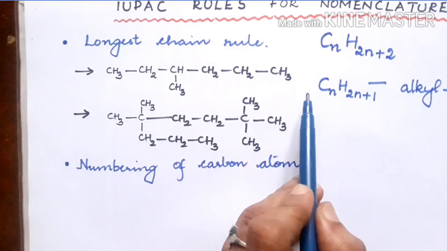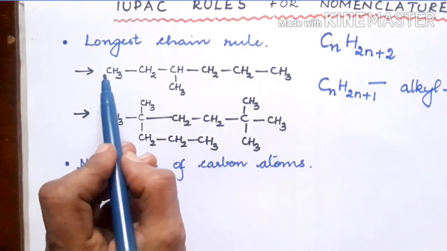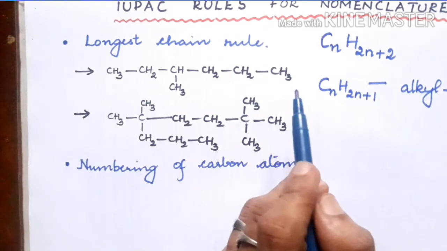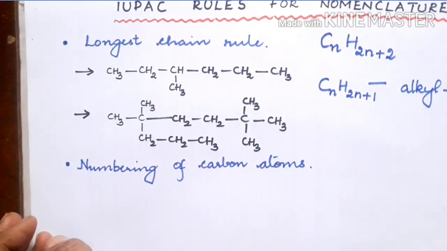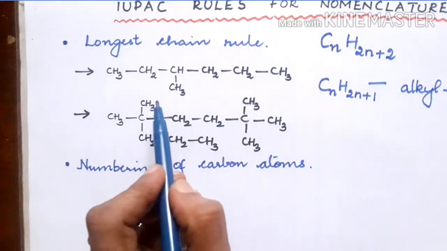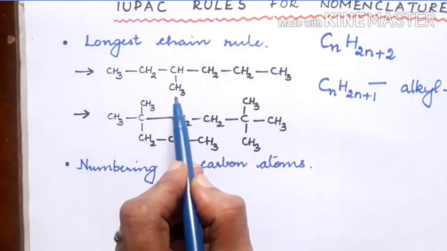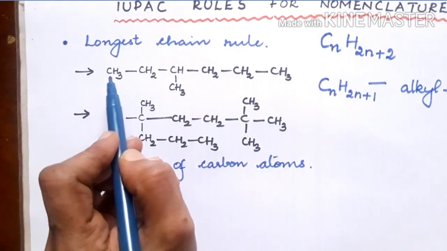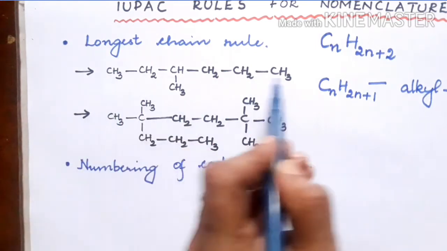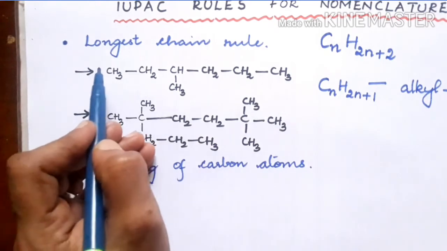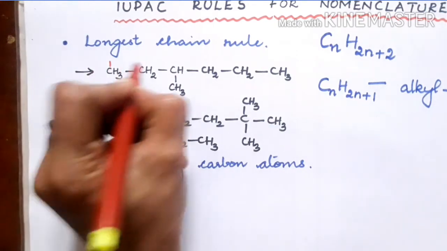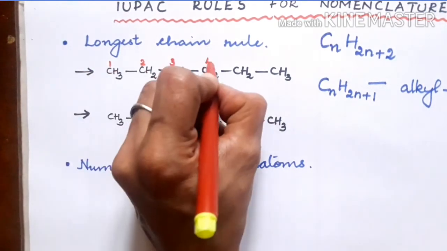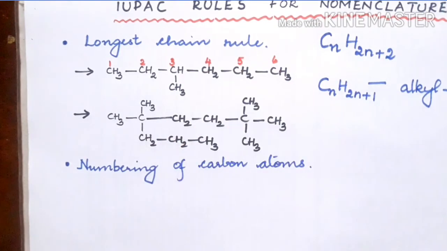So, which is the longest chain? The longest chain is the straight chain here. It's not necessary that always the straight chain becomes the main chain. So, the longest chain is considered as the main chain. Now, we should number it in such a way that minimum numbers are given for the substituent. You can number the carbon atoms starting from left to right or right to left. If I number it from left to right, I will get the number 1, 2, 3, 4, 5, 6.